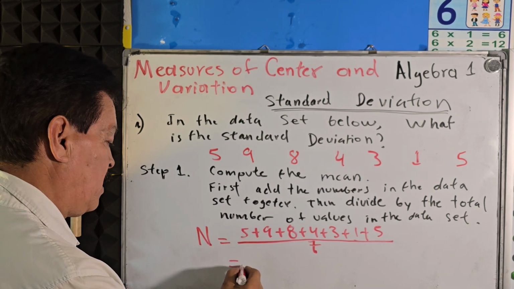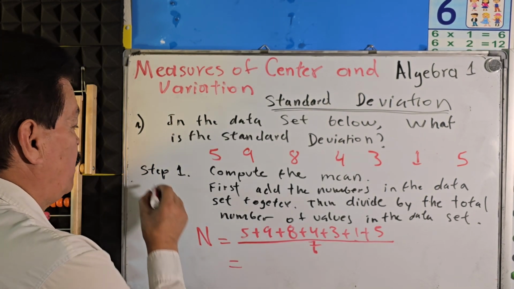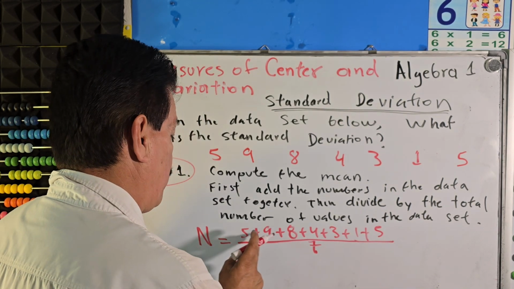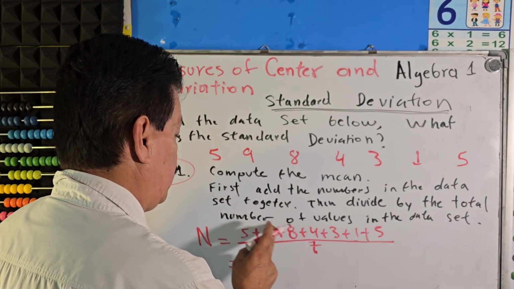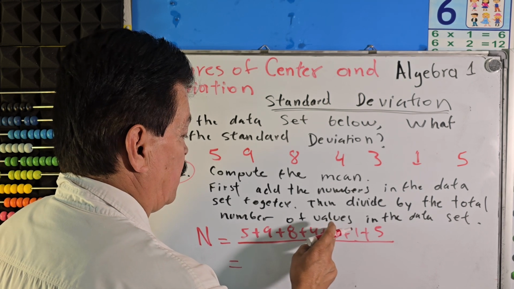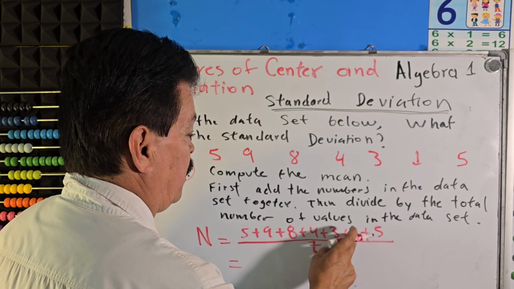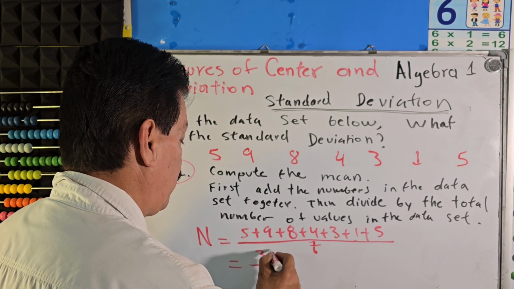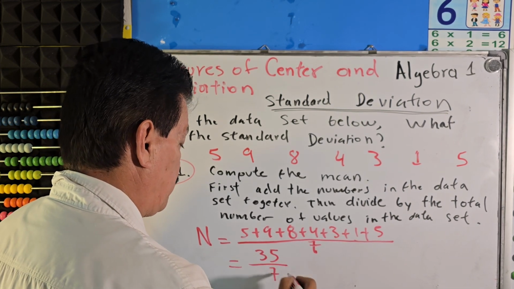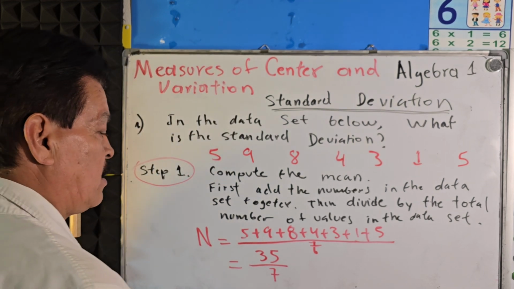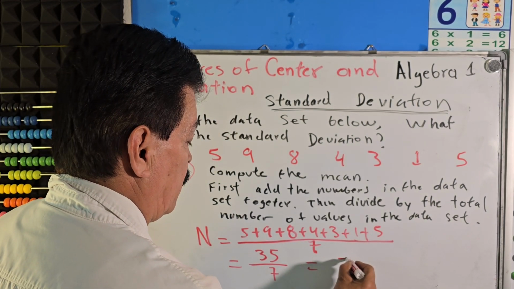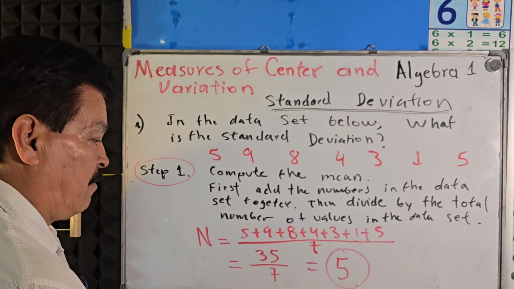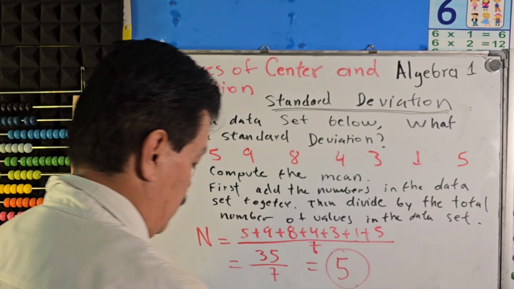So this is the first step. Remember, first step, let's add it: 9, 14, 18, 22, 26, 30, and 35, right? It is 35. So it equals 35 divided by 7. 35 divided by 7 equals 5. So we have the number 5.